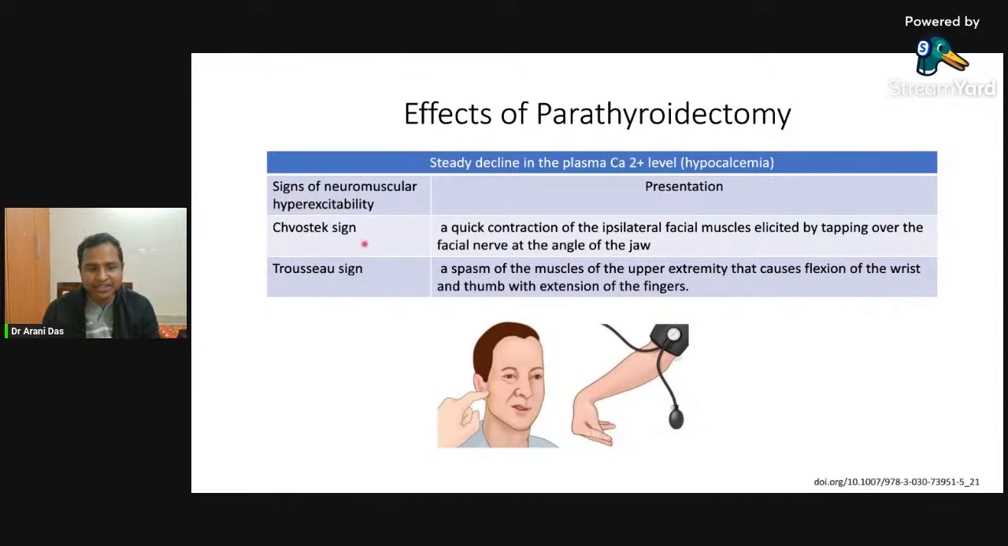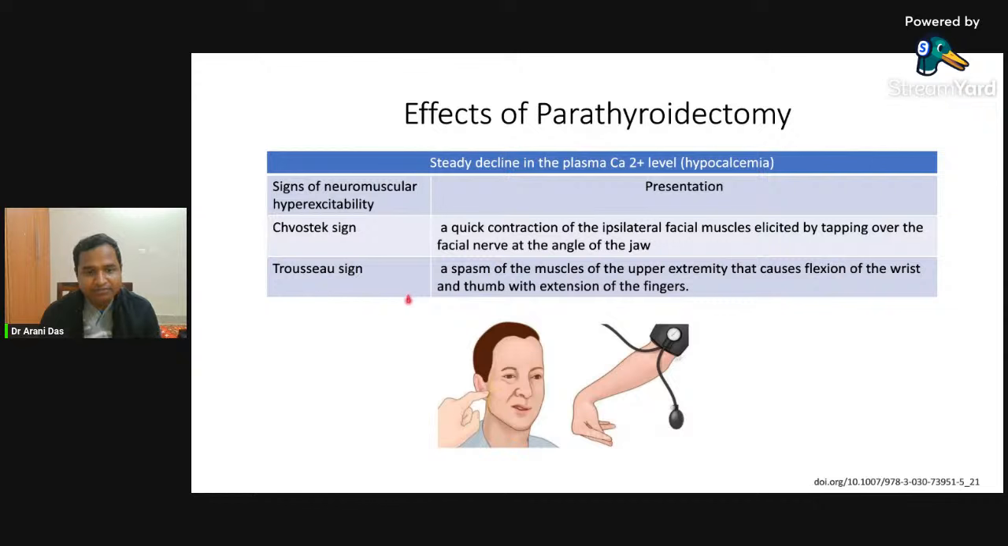In Chvostek's sign, a quick contraction of ipsilateral muscles can be elicited by tapping over the facial nerve at the angle of the jaw. This is the angle of the jaw, and the facial nerves are present around there. If there is a tap on the facial nerve, because of neuromuscular hyperexcitability, the unilateral facial muscles will contract, a quick contraction. So this is a pathognomonic sign of hypocalcemic features, which is normally seen after parathyroidectomy surgery.